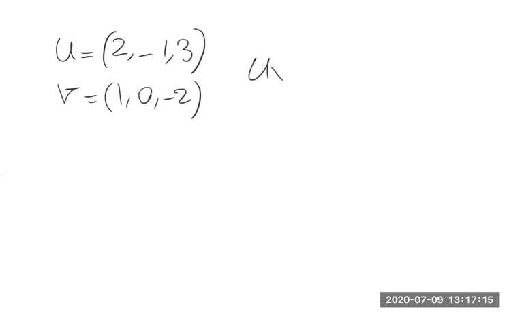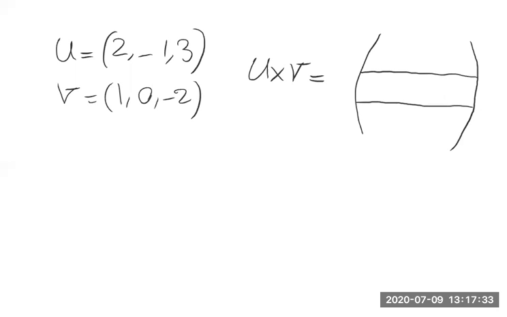We define the cross product to be, okay, look at this matrix. It looks like cheating a little bit, and it is, but it's okay. Right now, we have a matrix with 3 rows. In the second row, write down the coordinates of U: 2, -1, 3. In the third row, write down the coordinates of V: 1, 0, -2.